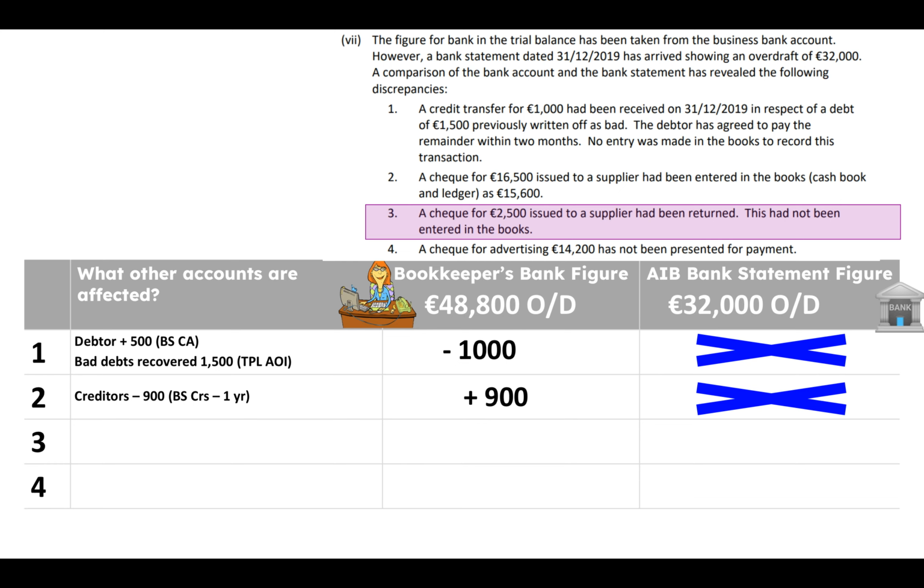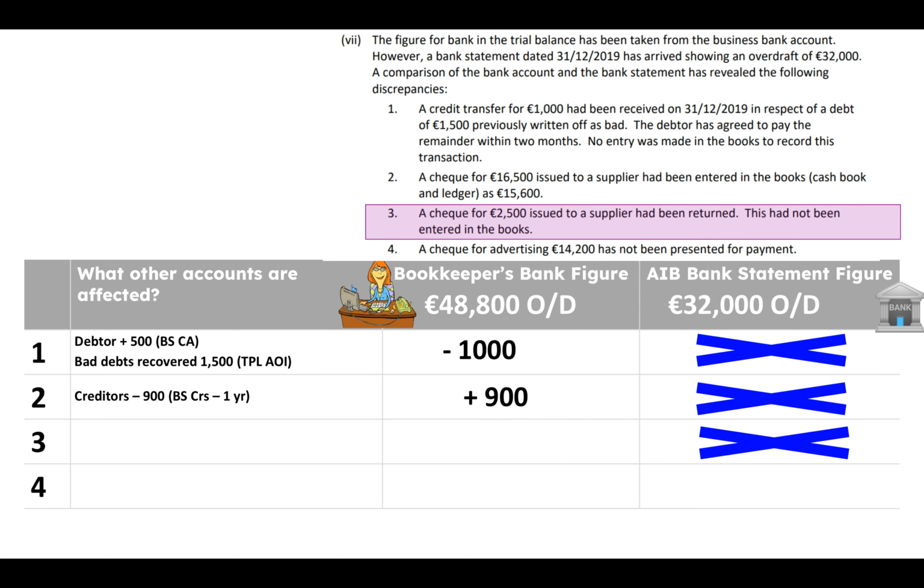This had not been entered in the books. Okay, so 2,500 issued to a supplier had been returned. It wasn't entered in the books, but the bank would know about that, okay? Or else it was returned. It could have been through the post. It doesn't really specify what actually happened here. So it had been returned, could have been returned by the bank.